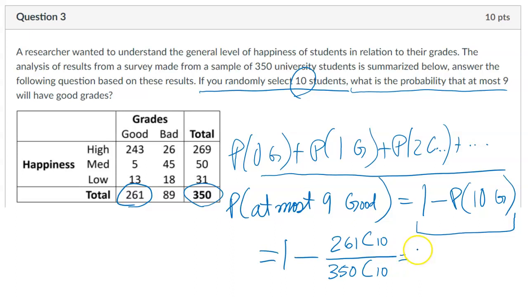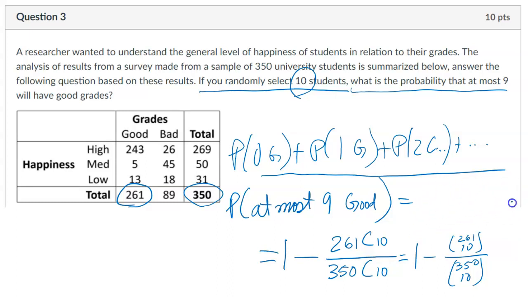So if you do it on your calculator, that's the way you should do it. It's 261 choose 10 over 350 choose 10. Okay, let me calculate that. So I'm going to erase here. The probability that at most 9 have good grades will be 0.9492. Okay, this is the answer for this problem.